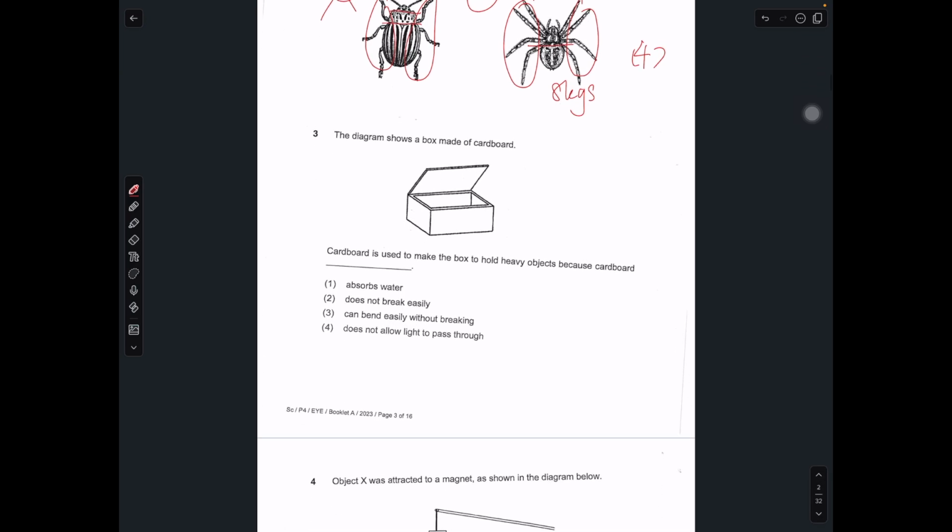Okay, the diagram below shows a box made of cardboard. Okay, cardboard is used to make the box to hold heavy things. So the clue over here, they already tell you, is hold heavy things. Okay, so you want the cardboard to be very strong so that it does not break easily when you put heavy stuff in. The answer is number 2.